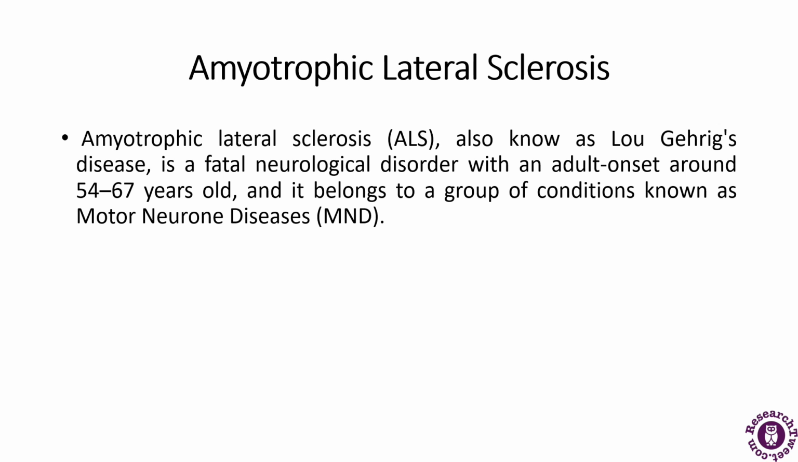Next comes lateral sclerosis. So what is this disorder? This disorder is a fatal neurological disorder with an adult onset around 54 to 67 years of age and belongs to a group of conditions known as the motor neuron diseases. The hallmark is the degeneration of both the upper and the lower motor neurons, which leads to progressive muscle atrophy and weakness, and ultimately to paralysis. So this is about lateral sclerosis.